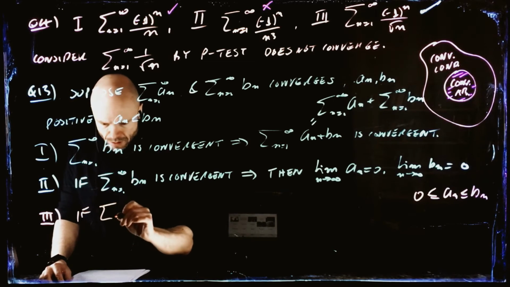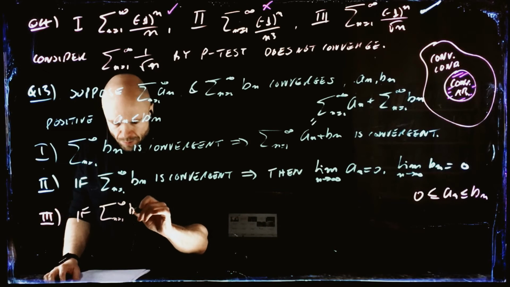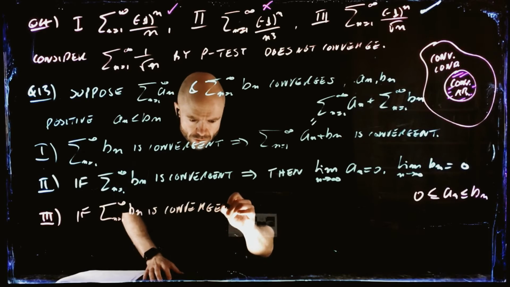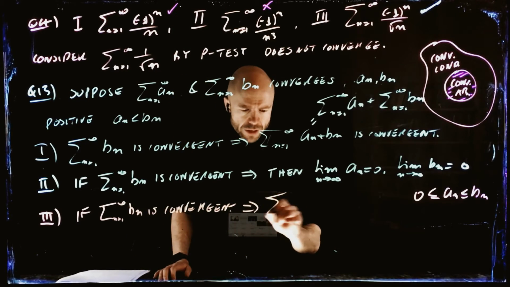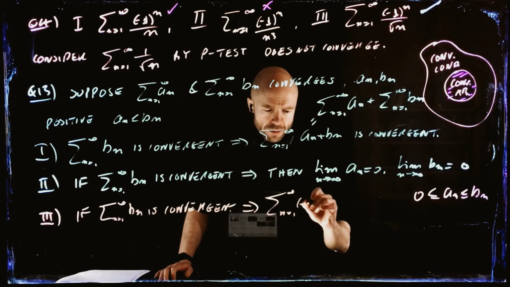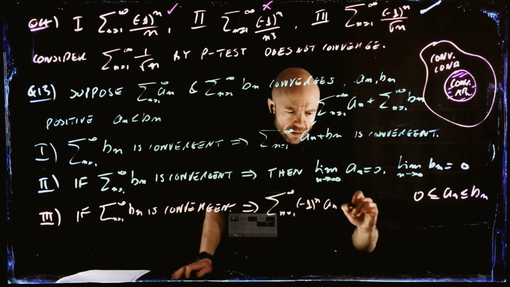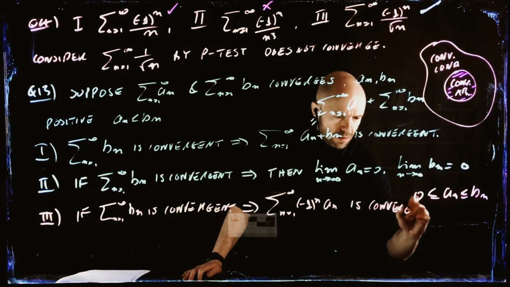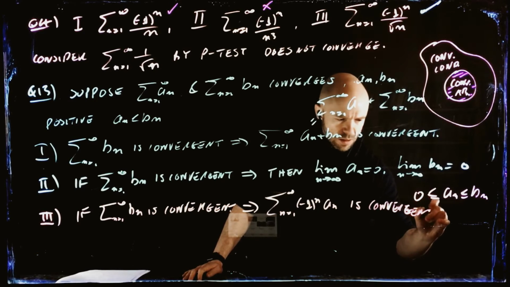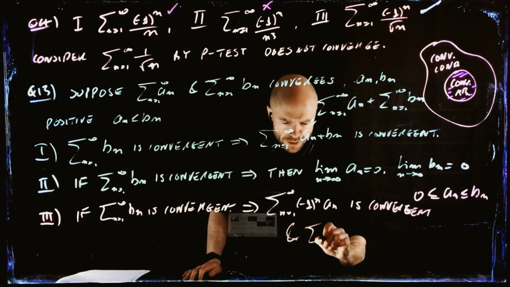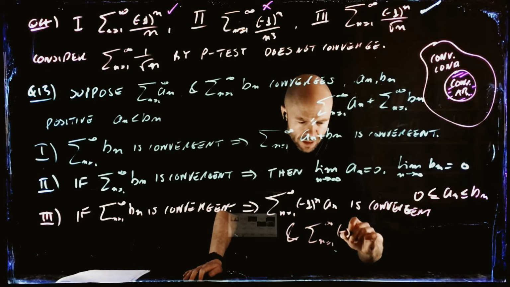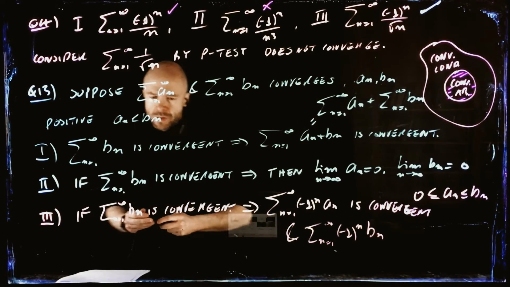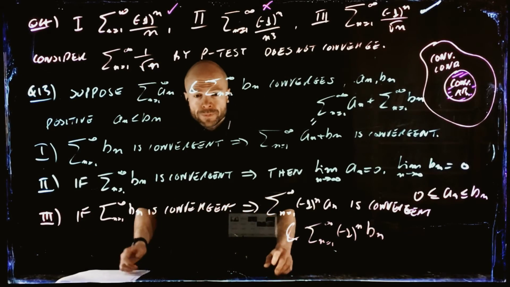If the sum from n equals 1 to infinity of Bn is convergent, this implies both the sum from n equals 1 to infinity of (-1)^n An is convergent, and the sum from n equals 1 to infinity of (-1)^n Bn is convergent. Thumbs up if you think that's true. Thumbs down if you think it isn't.